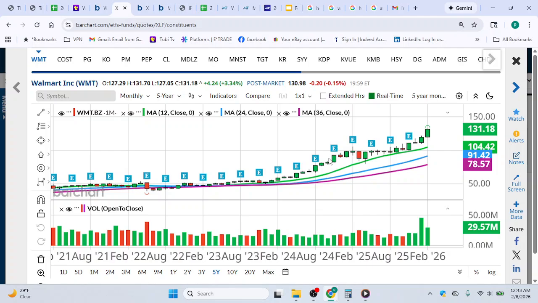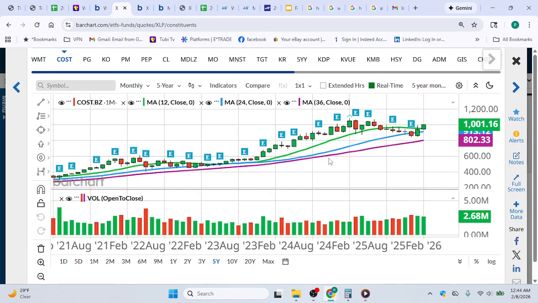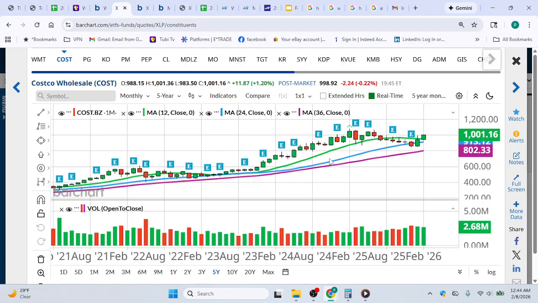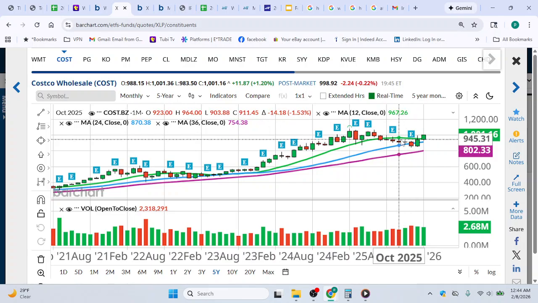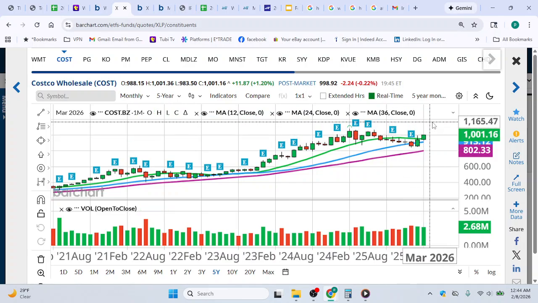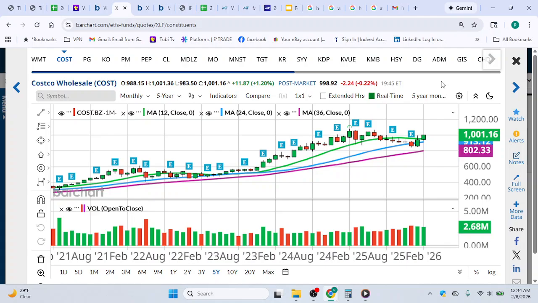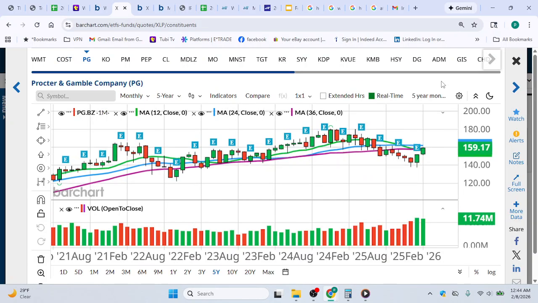So here is a chart of what? Walmart, right? New highs for Walmart. Costco had a pullback, and now it looks like buyers are starting to step up again and buy Costco. So that could be one to investigate. Procter & Gamble. That chart looks a little bit different than Walmart, doesn't it? A little more of a sideways trend.